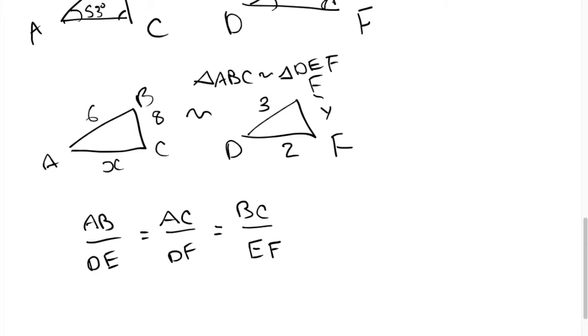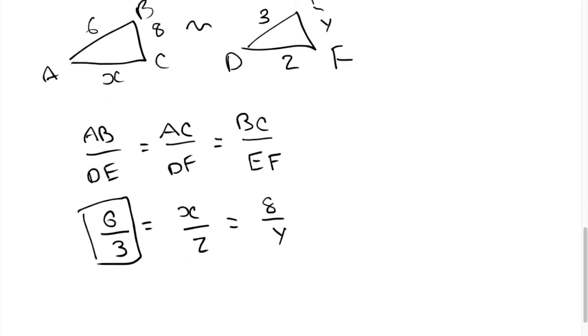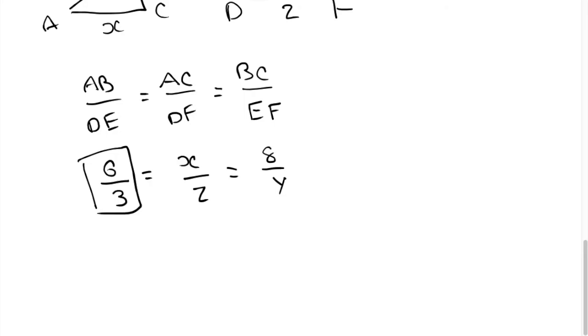So AB is 6, DE is 3, AC is X, we don't know that yet, DF is 2, BC is 8, and EF is Y. All you need is one complete ratio, which in this case is 6 over 3, to solve for X and Y. All you have to do is line it up. So in this case, 2 is equal to X over 2. And so now we know that 4 is equal to X by simply solving this equation.